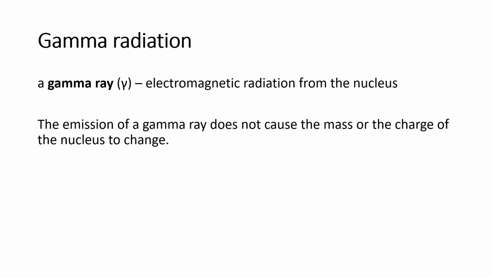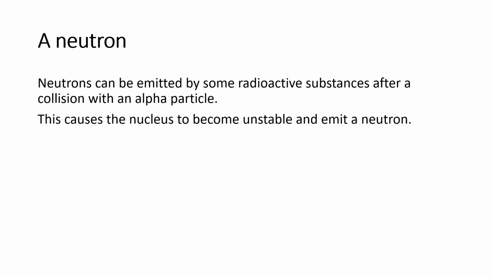Gamma radiation is an electromagnetic wave that's emitted from the nucleus, so it doesn't have any mass or charge, and it doesn't change the nucleus, so it doesn't need an equation. Another type of unusual decay is a neutron. Neutrons can sometimes be emitted by radioactive substances after a collision with an alpha particle, which causes the nucleus to become unstable.